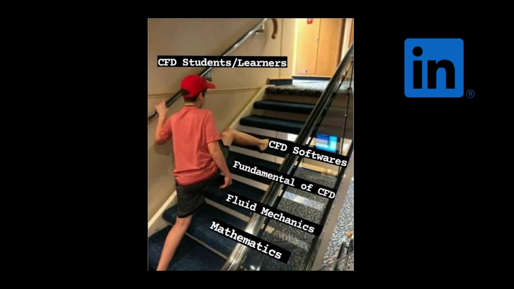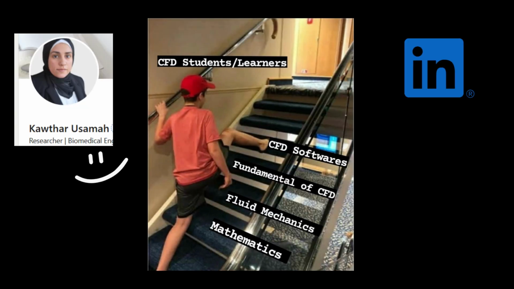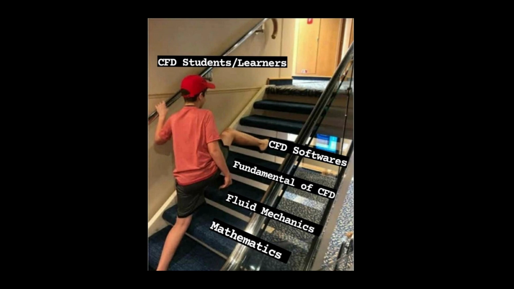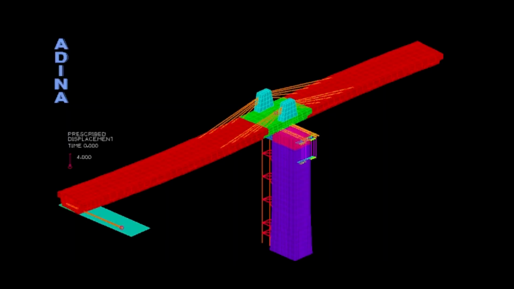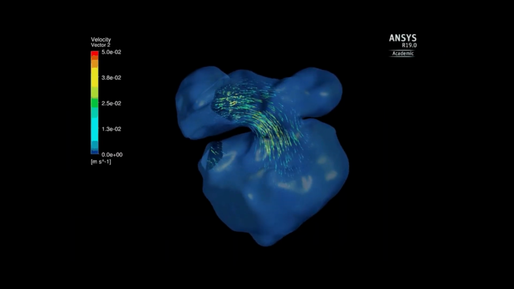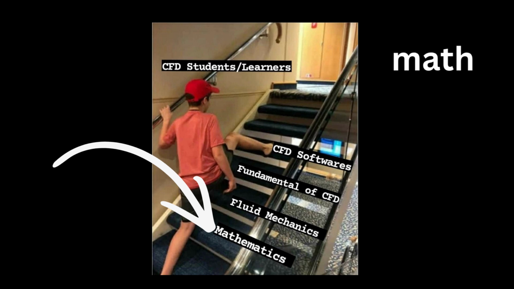I saw this meme on LinkedIn the other day. And this is me, by the way, because some of you think that I'm an AI slob. This meme is funny. It's showing most people learning simulation immediately jump straight to the last step, which is opening the software and using the specific physics, because they love the colors and the animations. But what they don't realize is that underneath all of that, it's math, it's physics, it's numerical methods.